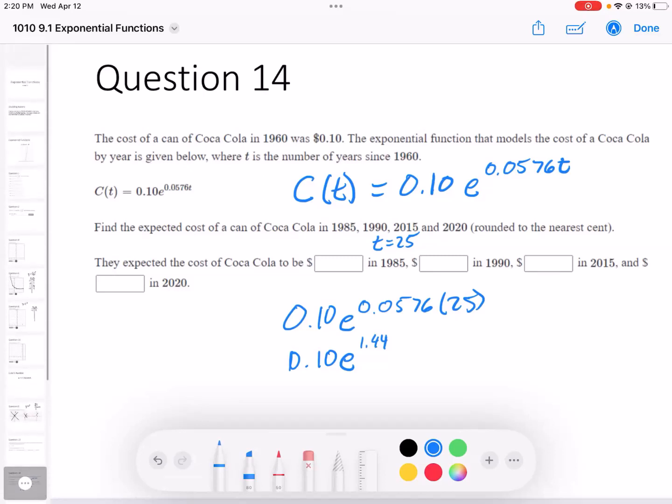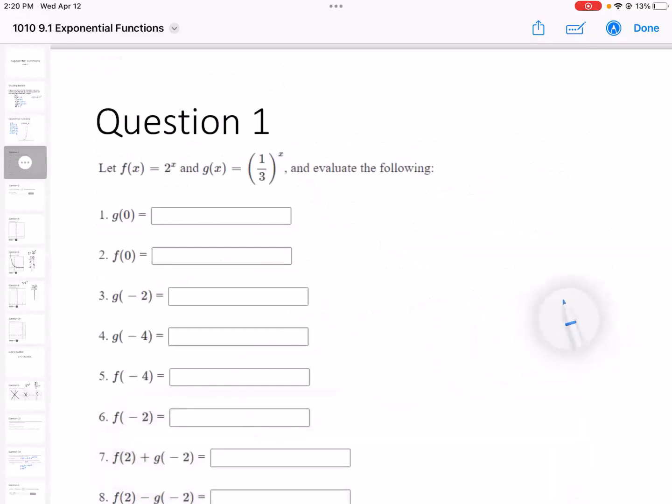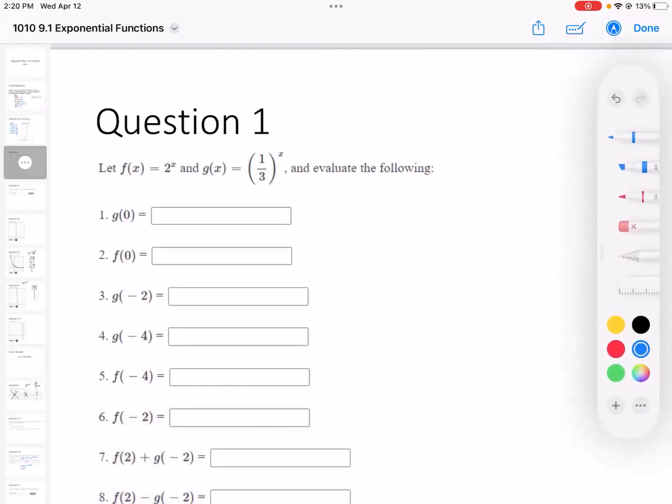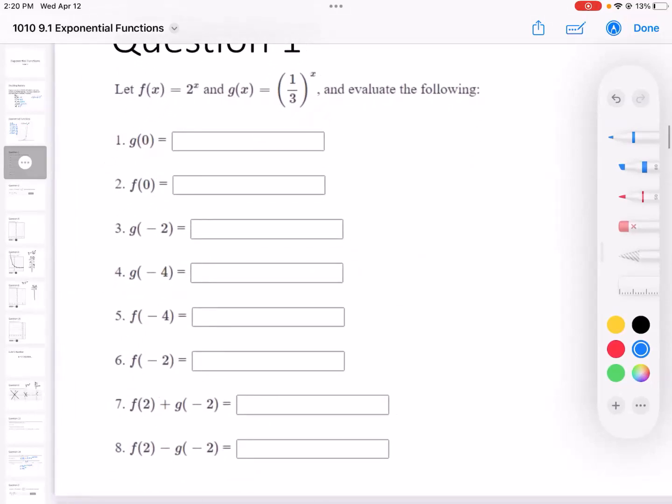Oh, there's one other type of question that will show up, and this is at the very beginning. And it's not terribly different from what we've been doing. But on these ones, they're just asking you to evaluate the functions. So like on number 4, they're asking you to find the output of g when you input a -4.